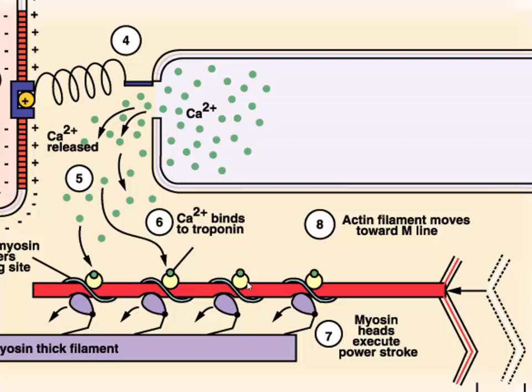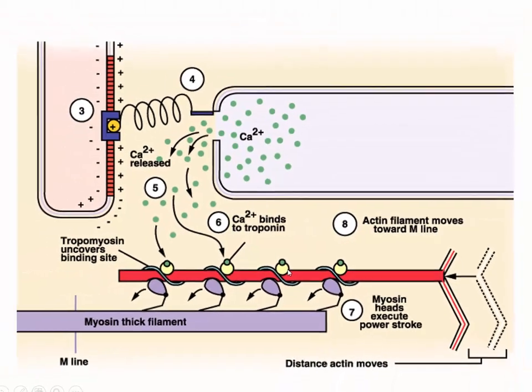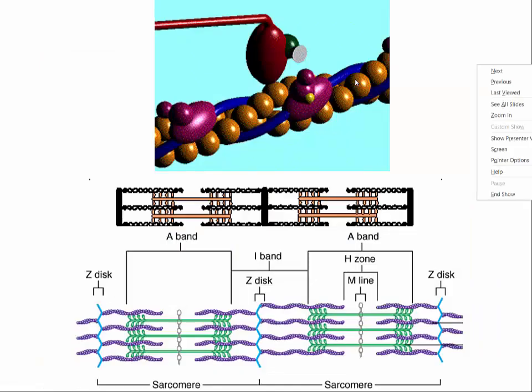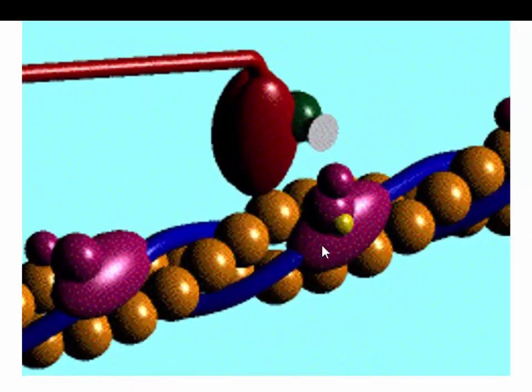When it does this, as long as calcium is still available and the attachment sites or active sites are open, the myosin head will continue to bind and power stroke, as long as ATP is there to cock that head back. So shown here is the troponin.